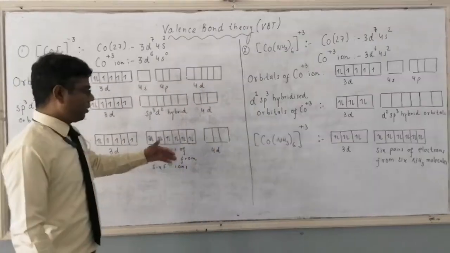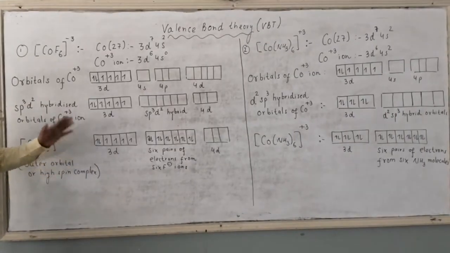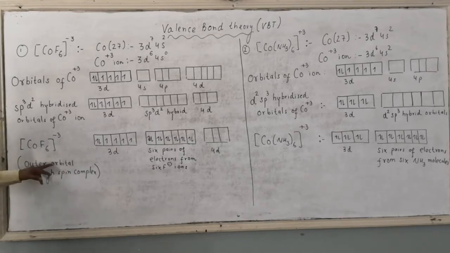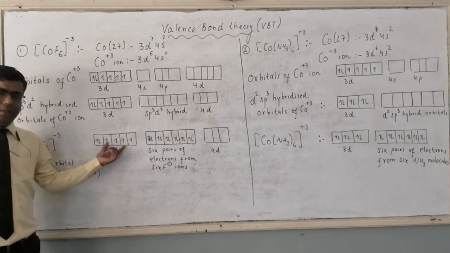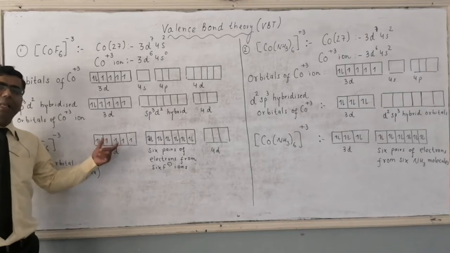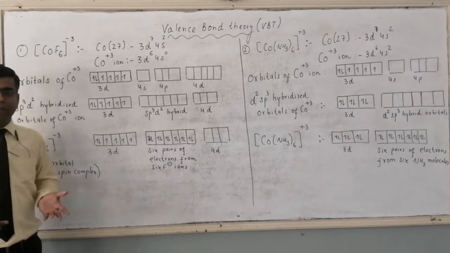Now, because outer d orbitals are involved in hybridization, this complex is also called an outer orbital complex, and all outer orbital complexes are also called high spin complexes because spin pairing has not taken place here. Electrons are unpaired. It will give rise to some spin.